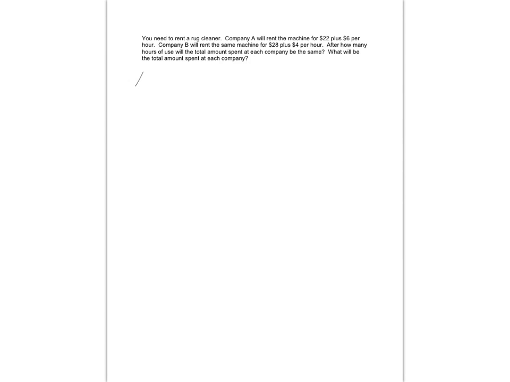So we have two different companies with two different descriptions, so let's write down what we know. Company A, we have to pay $22 no matter what, and then we need to add on to that $6 for every hour we use the machine. You can use any letter you want, but H for hour kind of makes sense. And then for company B, it costs us $28 no matter what, and then we add on to that $4 for every hour we use the machine.